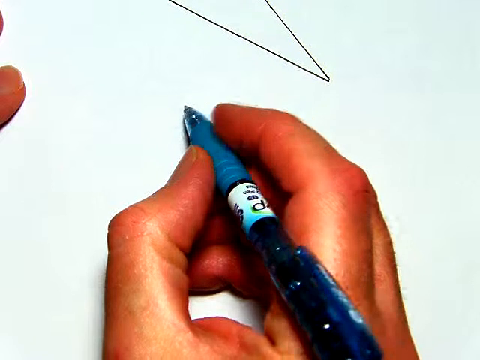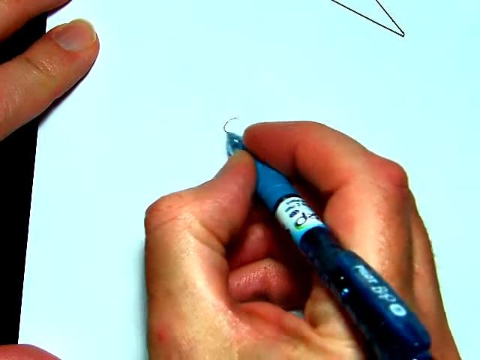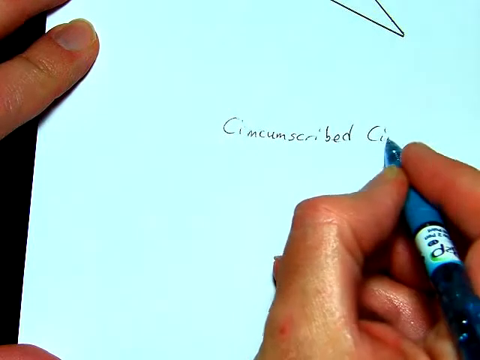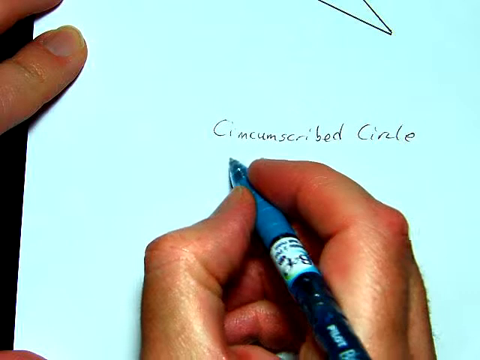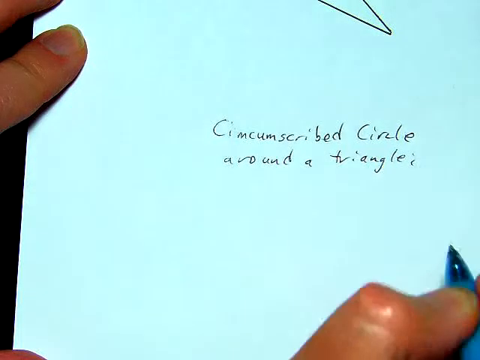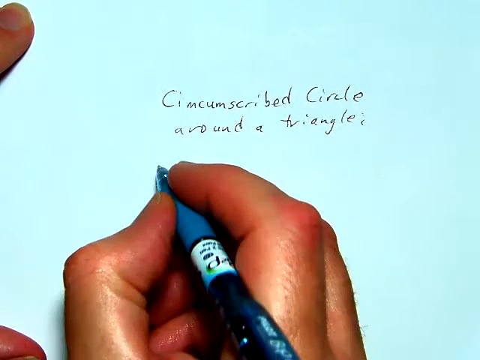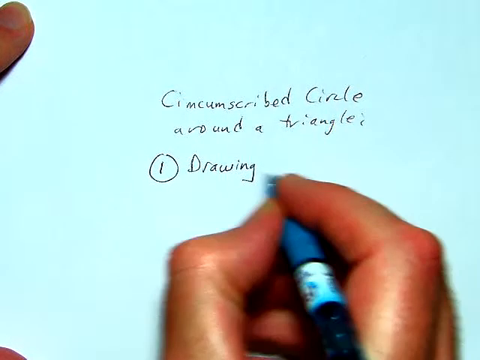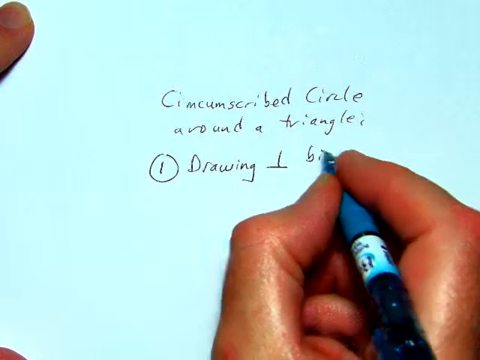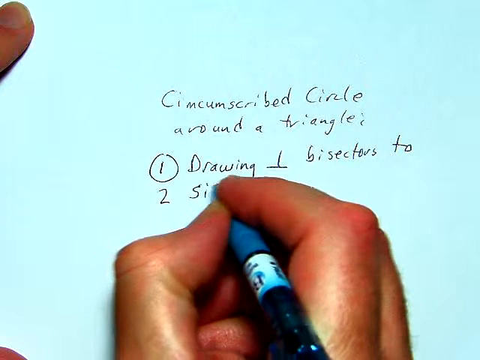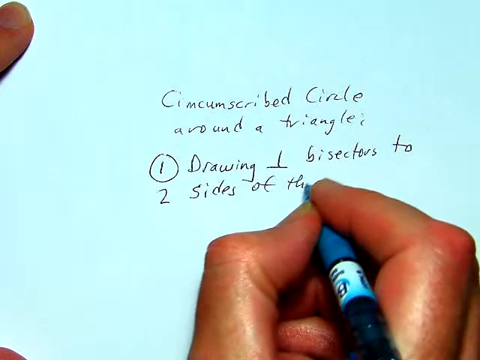So in this video, we're going to construct a circumscribed circle around a triangle. And the steps in doing that are, we're going to start by drawing perpendicular bisectors to two sides of the triangle.